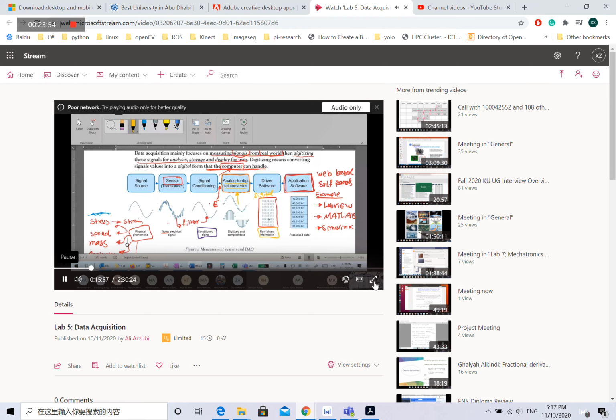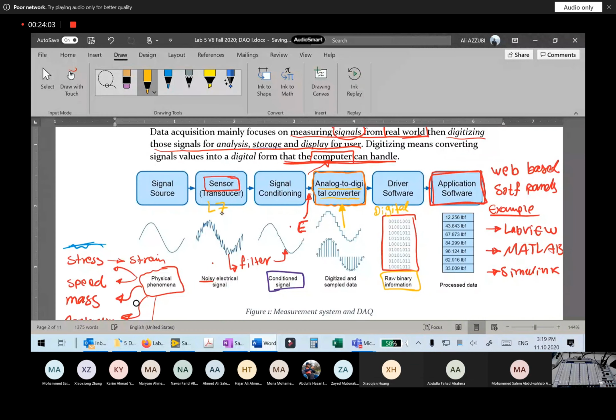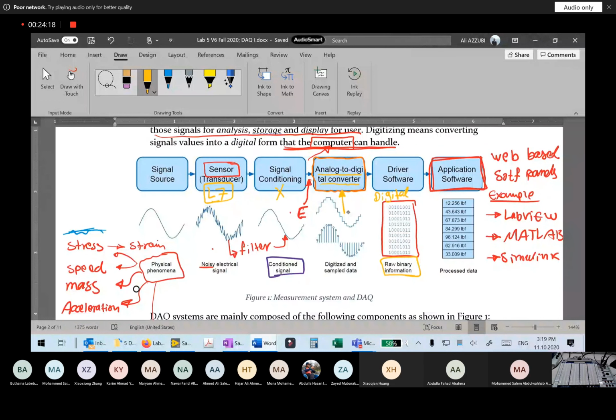Sensors, we will deal with this in lab number 7, I suppose. We have 2 labs on this. We'll deal with sensors. Signal conditioning, we will not deal with this because it is an electrical topic. Electrical engineers will deal with this. Filter, signal conditioning. Analog digital, this is my concern today.